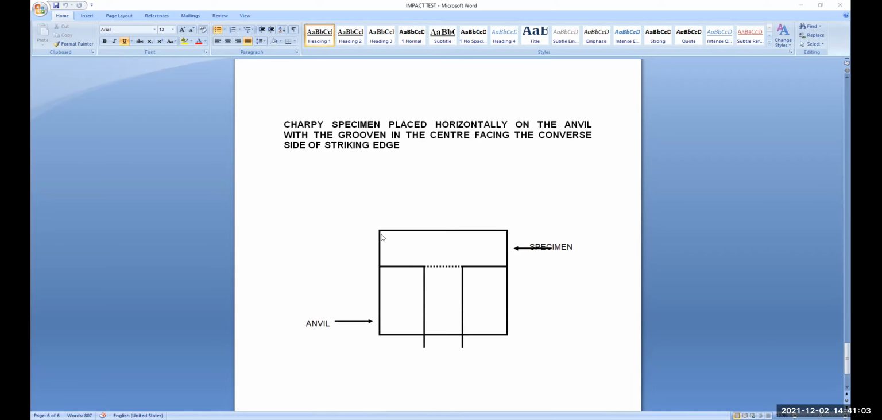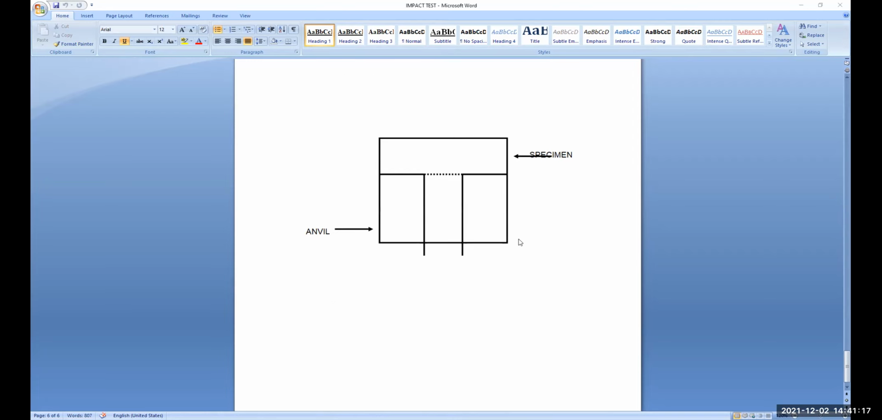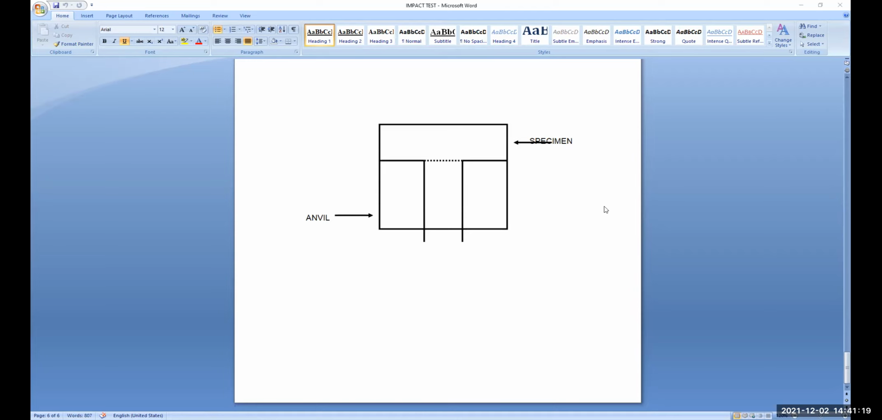The Charpy is here, from here to here. This is the horizontal position of the Charpy, and we know the hammer is at an angle with the vertical itself. Now let us go through a few videos.